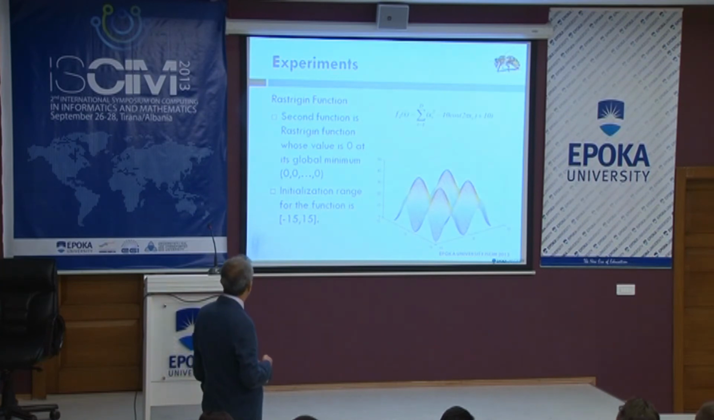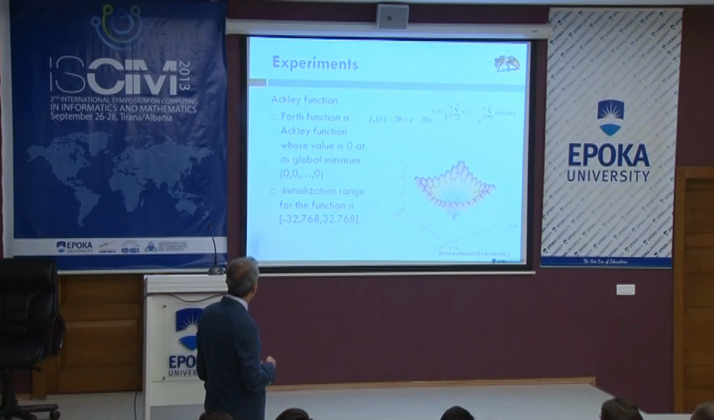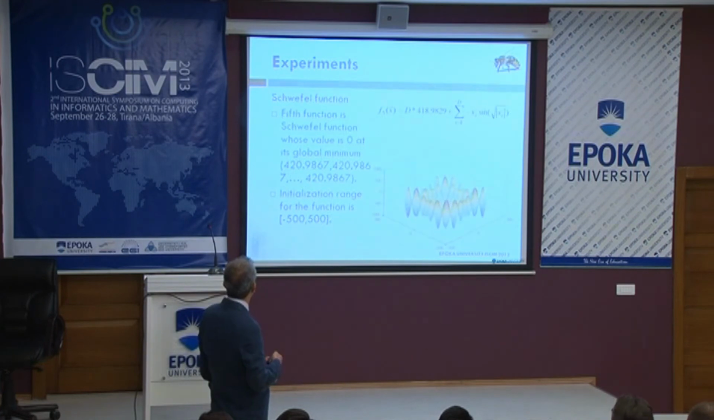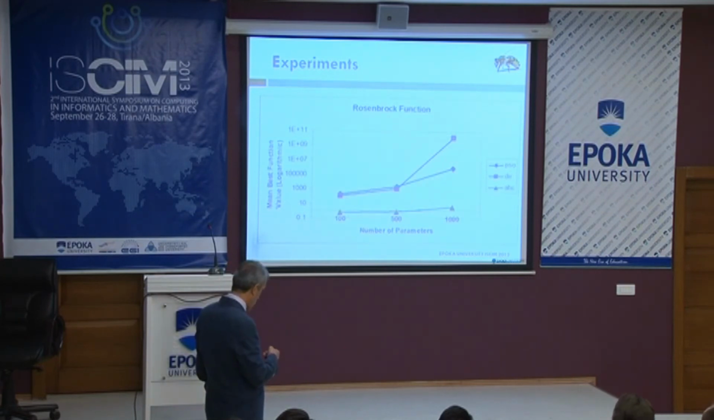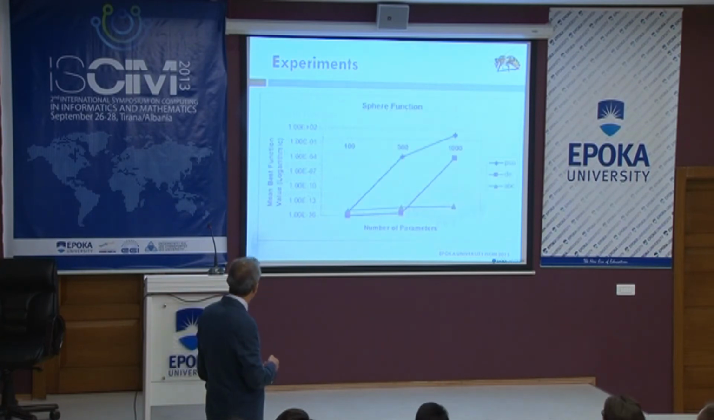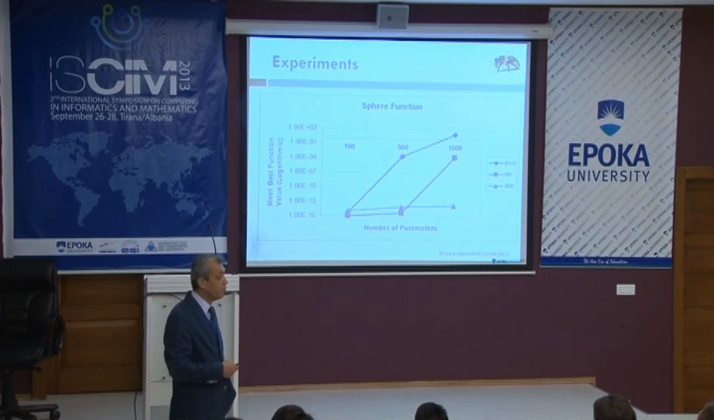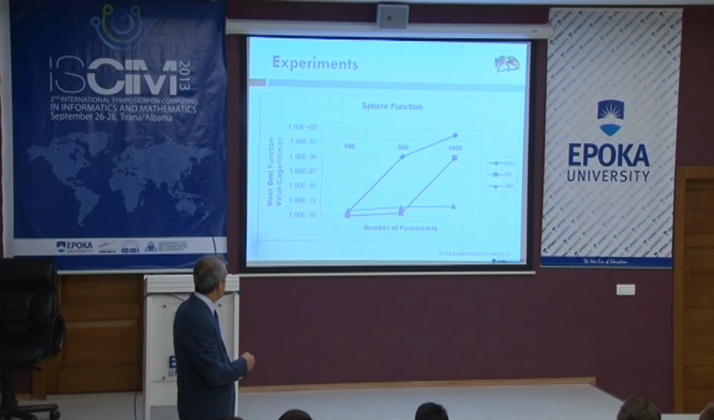Other functions include the Rastrigin function, Rosenbrock function, Ackley function, Schaffer function, and the sphere function, which is a quadratic function. The number of design parameters is 100, 500, and 1000. These are the results of particle swarm, differential evolution, and artificial bee colony algorithms for 100, 500, and 1000 parameters. You see there is a big difference, especially for 1000 parameters, between the performance of particle swarm, differential evolution, and the artificial bee colony algorithm.